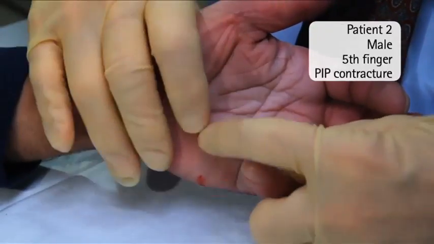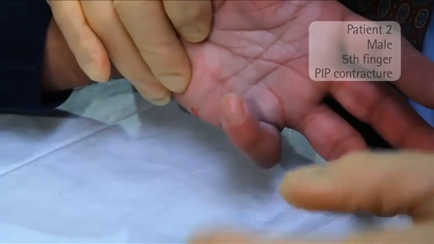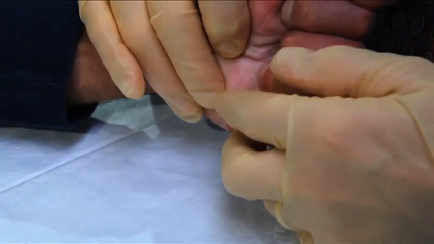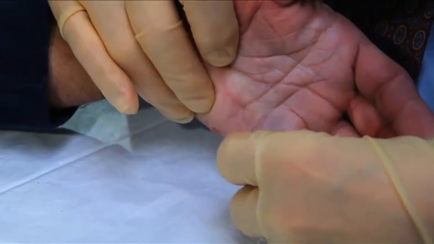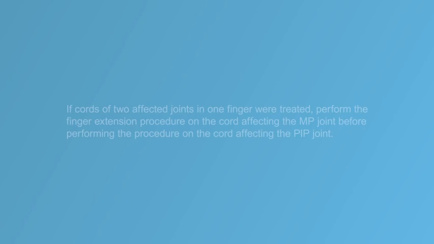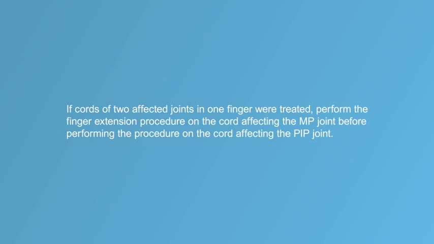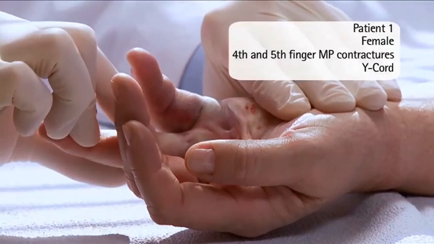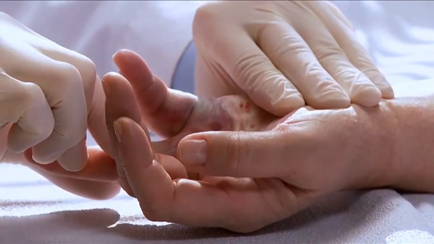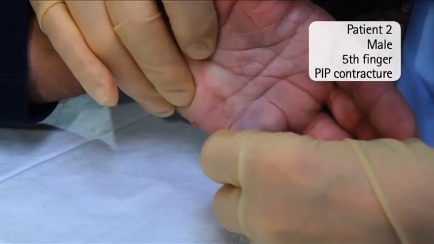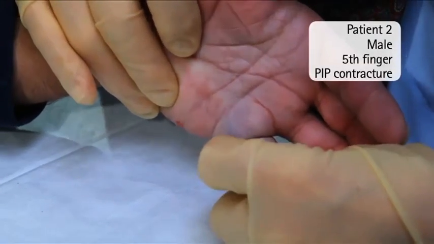If performing the extension procedure on a PIP joint, the MP joint should be held in flexed position to isolate the forces of the extension procedure on the cord affecting the PIP joint. If cords of 2 affected joints in one finger were treated, perform the finger extension procedure on the cord affecting the MP joint before performing the procedure on the cord affecting the PIP joint. In some cases, the cord may not disrupt. In other cases, the cord may disrupt without a sound, or it may disrupt with an audible pop.